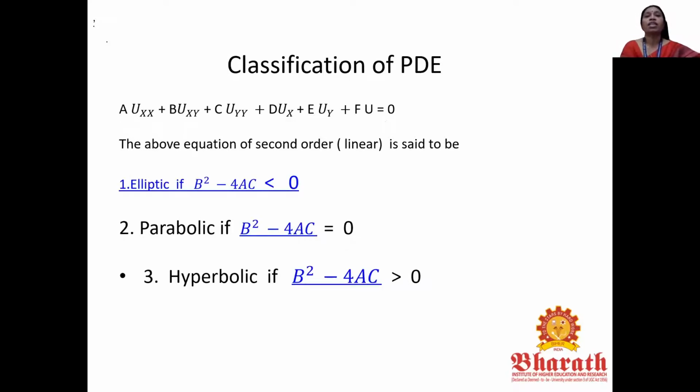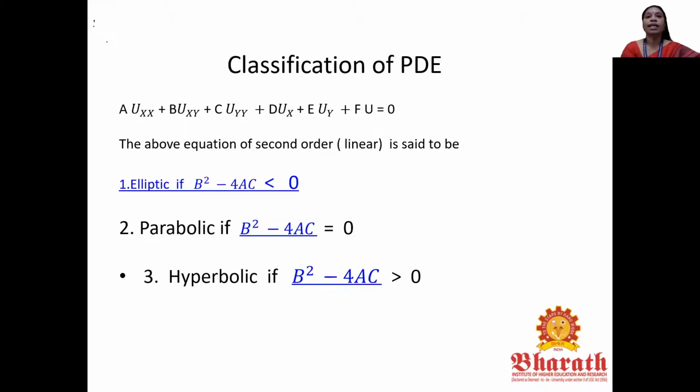So the classification of PDE. We are considering the partial differential equation, which is linear, that is A u_xx + B u_xy + C u_yy + D u_x + E u_y + F u = 0. So here, from the equation, we have to calculate the value of capital B square minus 4AC.